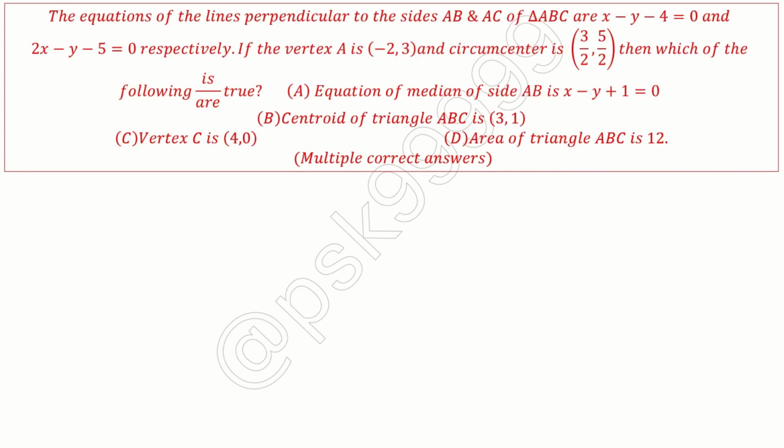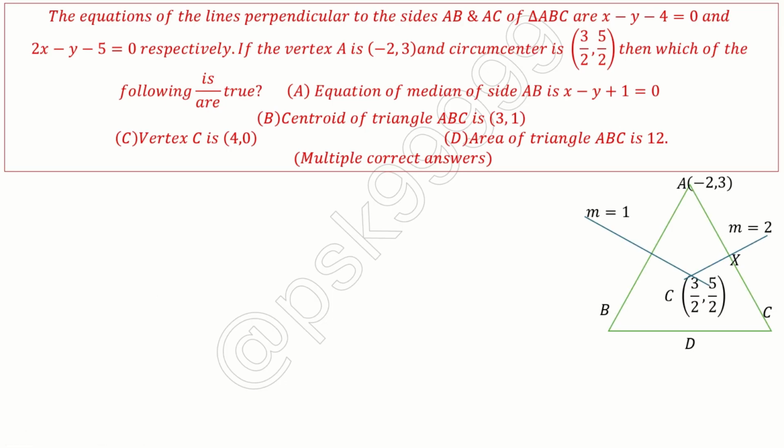Yeah, this is a multiple correct answer question. So just read it carefully and do it carefully. The equations of the lines perpendicular to the sides AB and AC of triangle ABC are x minus y minus 4 equal to 0 and 2x minus y minus 5 equal to 0 respectively. If the vertex A is minus 2 comma 3 and the circumcenter is 3 by 2 comma 5 by 2, then which of the following is or are true? So one is the equation of the median of AB they gave, the centroid of triangle ABC they gave, vertex C they gave, and then the area of the triangle.